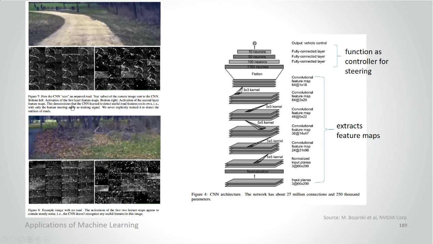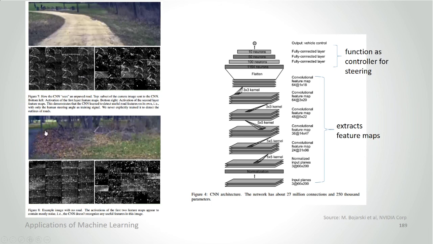And you can see that the architecture has learned some useful road features on its own, with only the human steering angle as the training signal. So the network was never trained to detect the outlines of the roads, and it's partially done that here. Okay, here's another image.